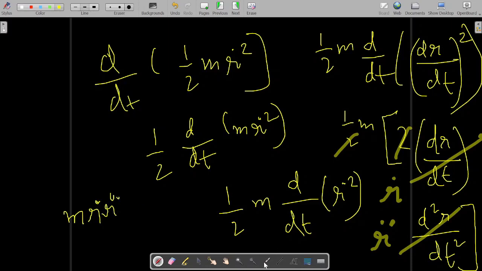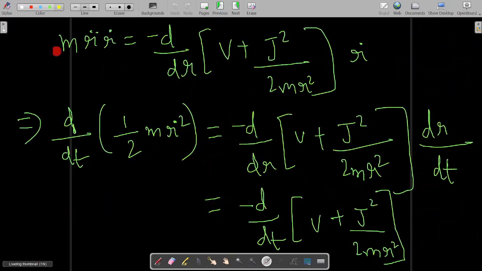So that is the thing which has been shown. So m r dot r double dot equals this much. Now just write this r dot as dr by dt, and the other expression has been written as it is.